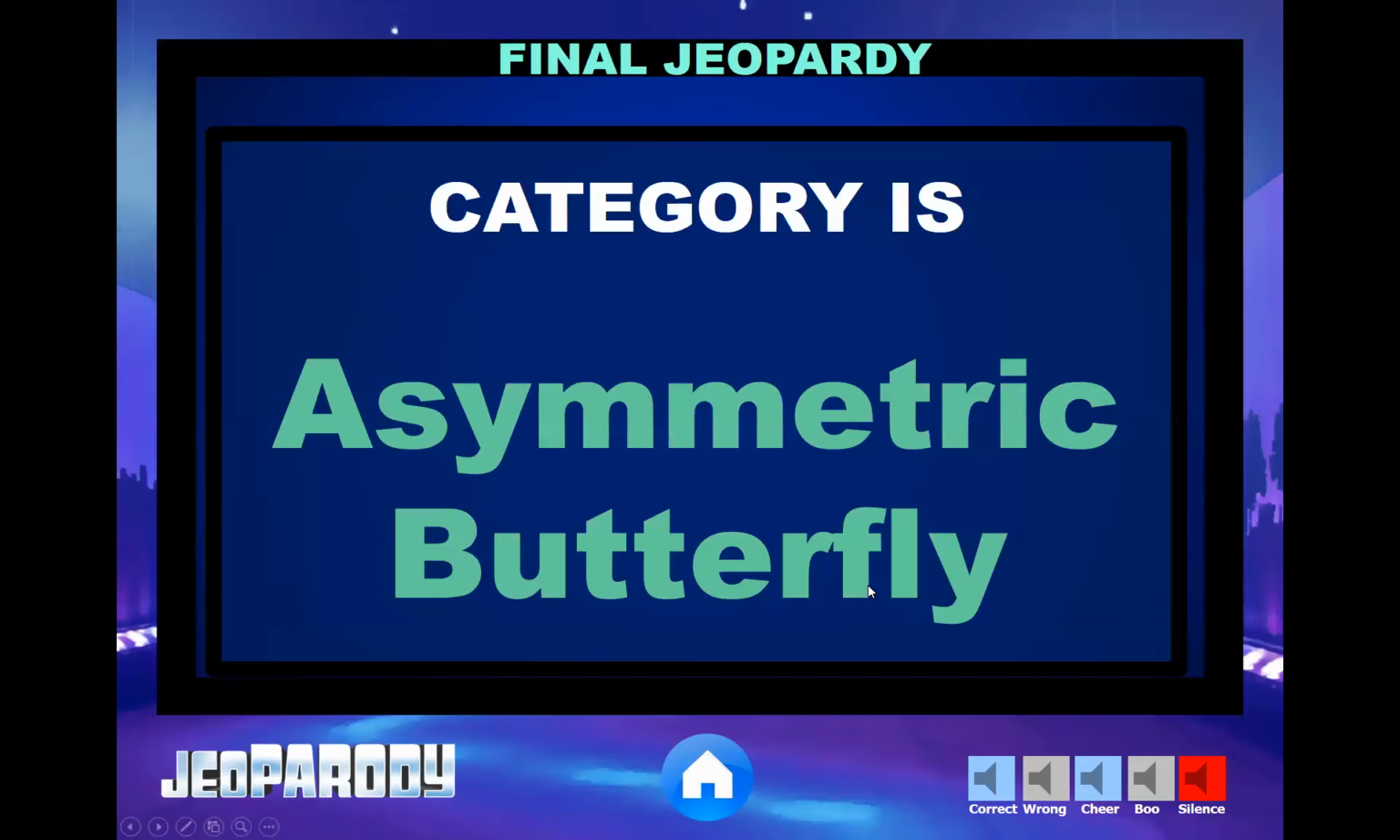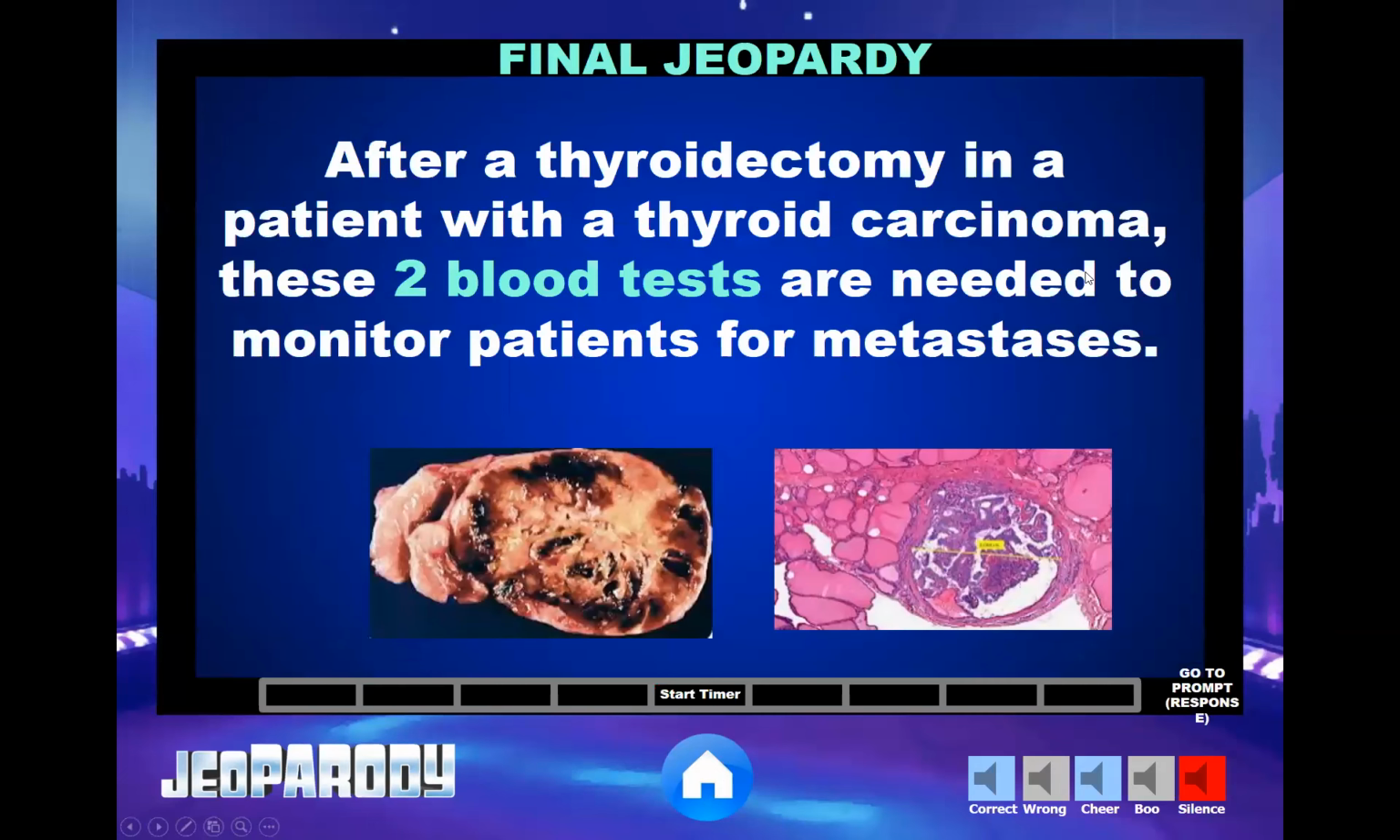The category is asymmetric butterfly. So we have a question here from our thyroid endocrine category. And this answer is: after a thyroidectomy in a patient with a thyroid carcinoma, these two blood tests are needed to monitor patients for metastases. So we've got an example of a thyroidectomy, thyroid carcinoma. You see normally you've got thyroid follicular cells producing this colloid material rich in thyroglobulin.